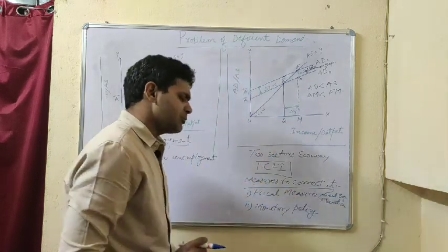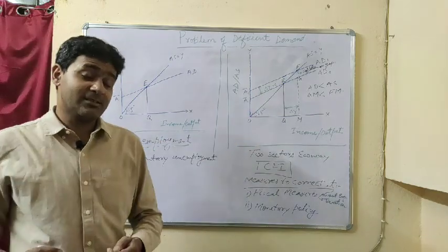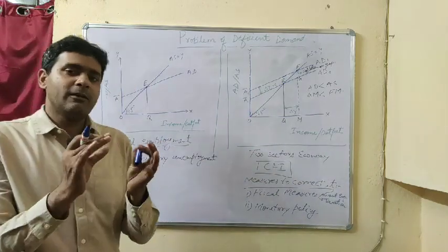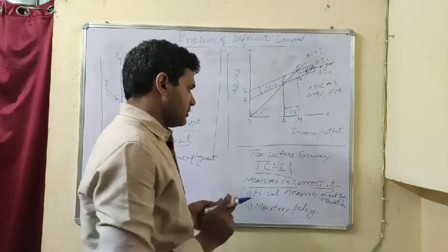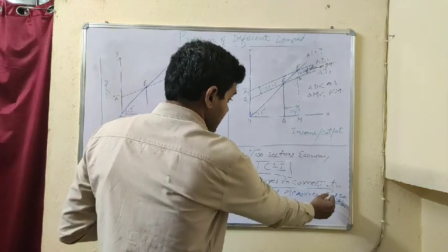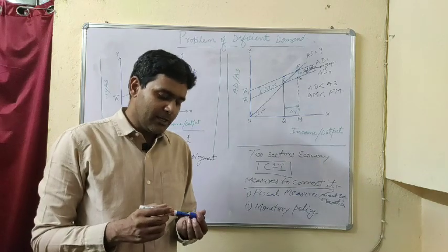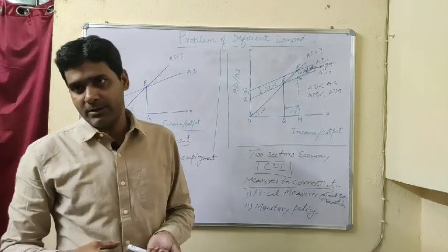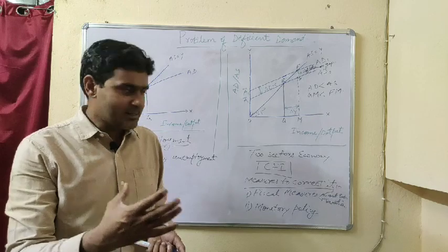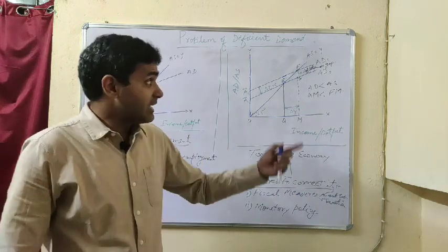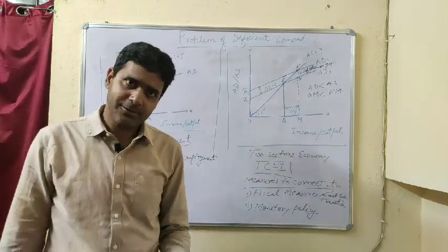Now what will the government do if AD is less than AS? What will happen? People have less money. So the government will increase its expenditure. By increasing its expenditure, it will leave people with more disposable income, and hence they will have more purchasing power. The aggregate demand will be increased.